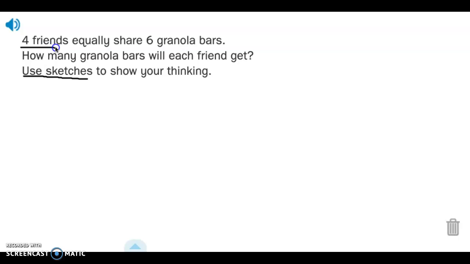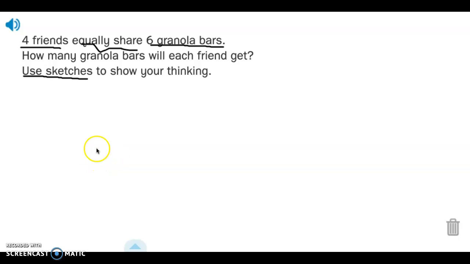We know there's 4 friends. We know there's 6 granola bars and they need to share them equally. So what is it asking us? How many granola bars will each friend get? 4 friends, 6 granola bars.